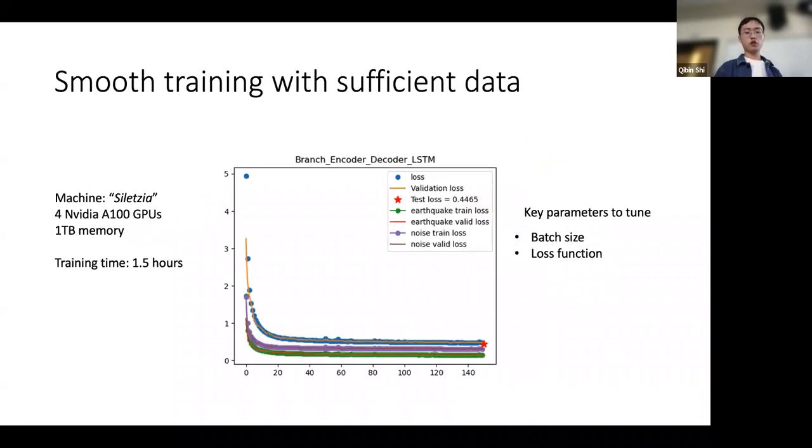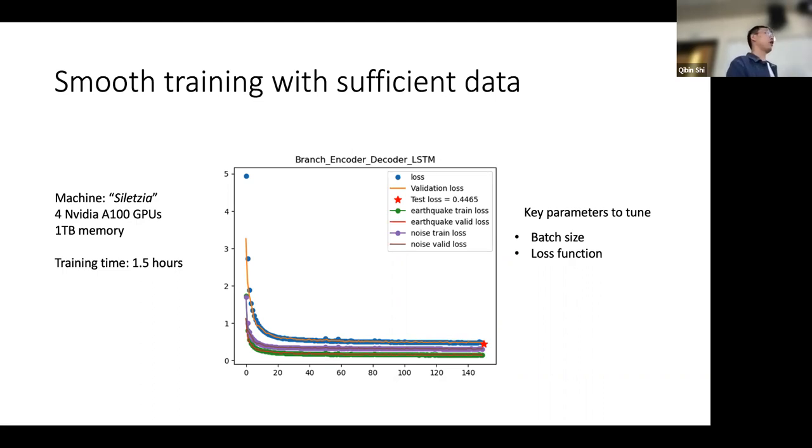So here I show the training curve. It's a very smooth curve. We are surprised that the training for us is not as difficult as others, because I think we have considered two key factors here. First is the batch size. Batch size means how many seismograms you are predicting at the same time to take an average loss function or waveform mismatch to optimize the model. The more data we calculate together with the average for one update of the model, the smoother the curve will be.